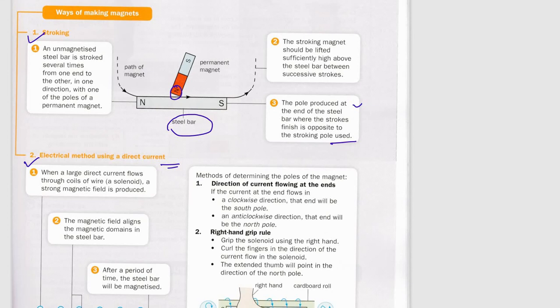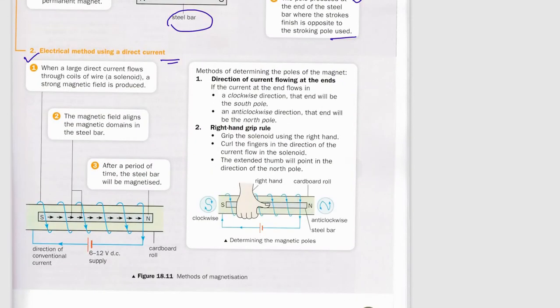Now let's talk about what is happening in the electrical method, which uses direct current. Why are we using direct current? Because you should understand that current can be produced in two ways. One is called DC, which is direct current. The other is called AC, which is alternating current.